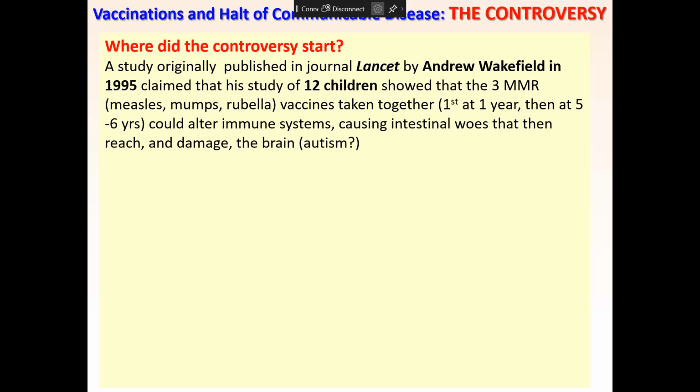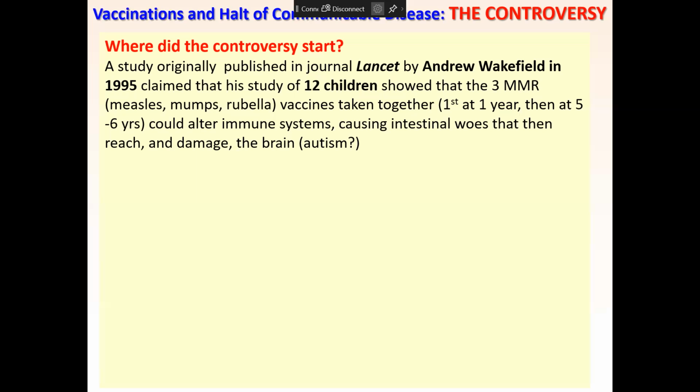Okay. So he showed that they were vaccinated with the measles, mumps, rubella vaccines. And this at that time was a different schedule than they have now. He basically said that he projected, without any real scientific evidence to back it up, that it could alter immune systems, causing intestinal woes. I'm not sure exactly what intestinal woes are. And they could damage the brain, and then he speculated autism.